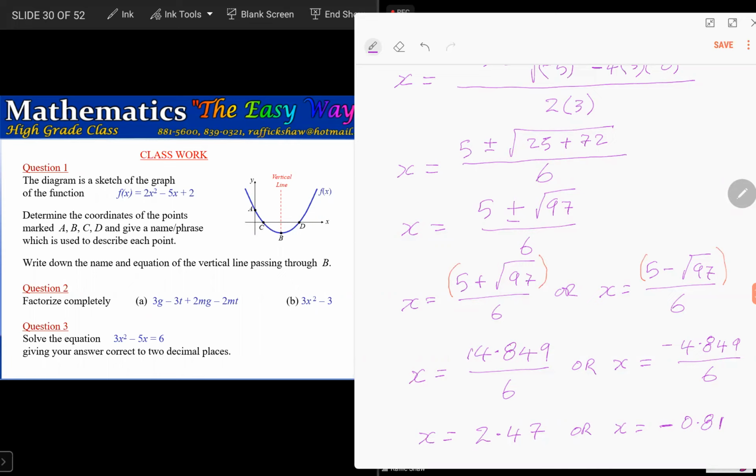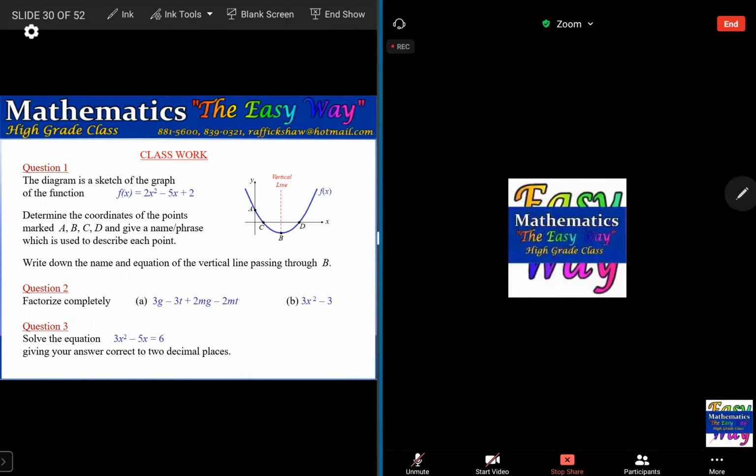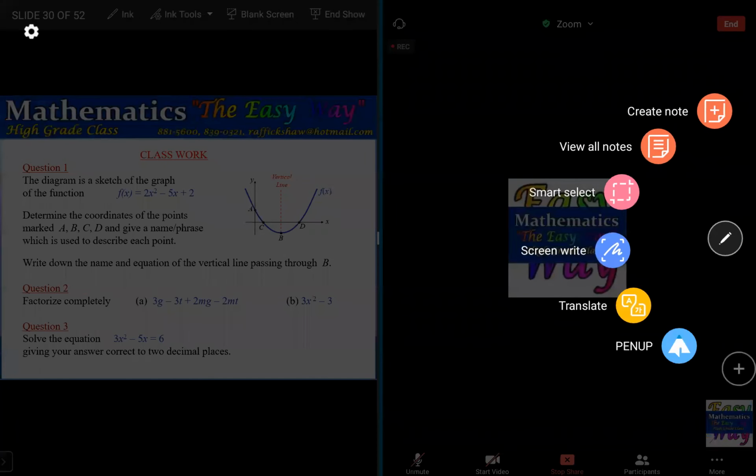That was a classwork. All right, and that also was a quick revision of what we did. So today, what we're going to look at is what happens if we actually have the roots and we're trying to find the function. All right, let me give you a synopsis of what we're talking about.